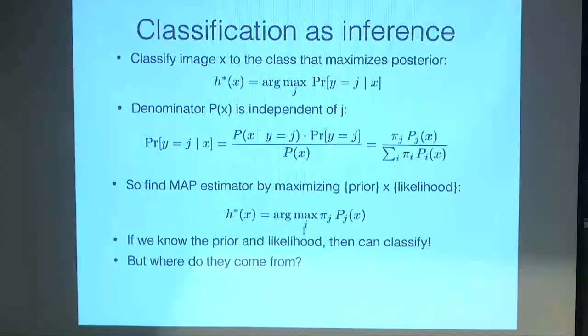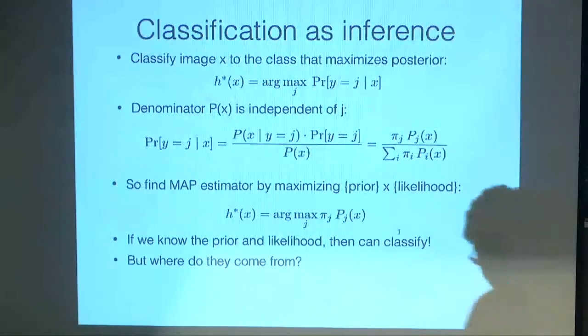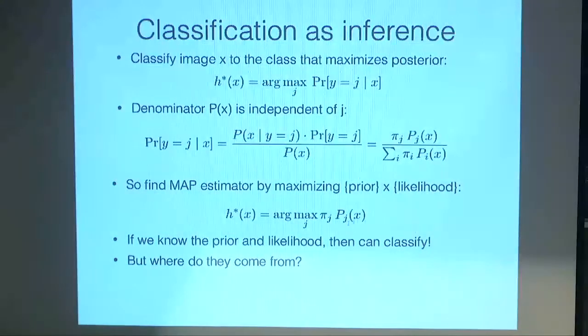Okay, so this is the MAP estimator. If we know the prior distribution pi, and if we know the likelihood function p of x given j, then we are done. To classify an image X, we just compute all these products, find the one that maximizes the distribution, and choose that as our answer. But where does this come from? That's the question that was just asked.